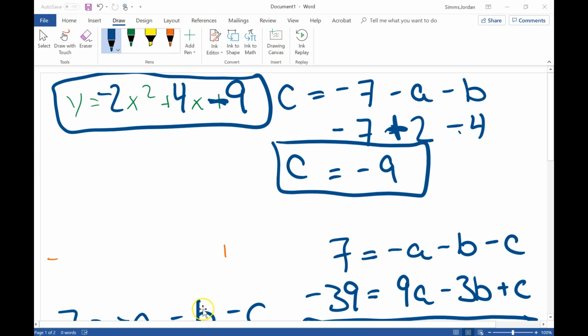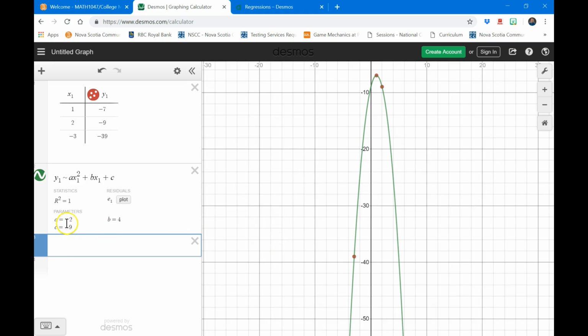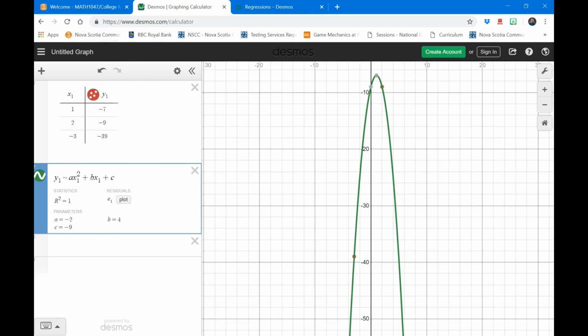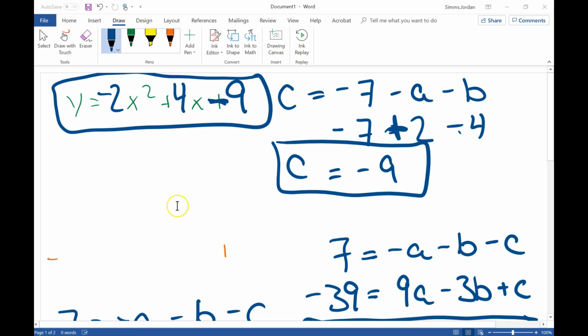And again, we can confirm that by graphing it, just like I did here. You can see that. I don't know if you can see that or not. But anyway, it tells me that A is negative 2, B is 4, and C is 9. So again, if you want to try Desmos.com, and there's a great little table here on regressions, but you just do it like that. You can confirm your findings that way.